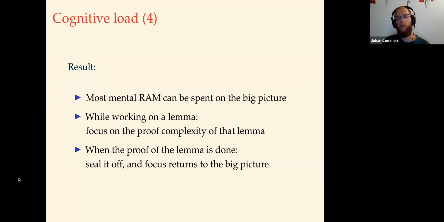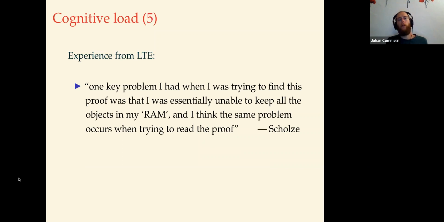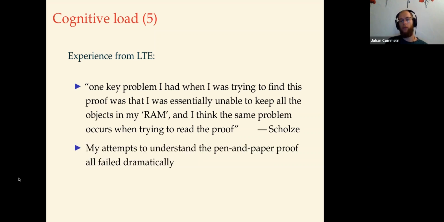And in the Liquid Tensor Experiment, this was a very important feature to us, because Scholze himself wrote, and I'm quoting him, "One key problem I had when I was trying to find this proof was that I was essentially unable to keep all the objects in my RAM. And I think the same problem occurs when trying to read the proof." And I can testify to that because I've made like 3 attempts to understand the pen and paper proof, just using pen and paper without a computer.